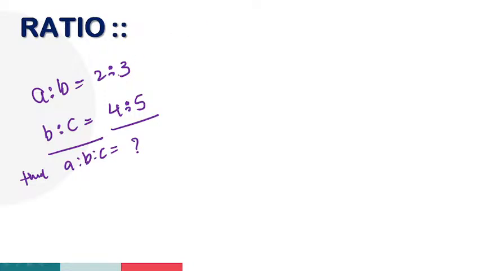Listen. Here, a is how many parts? Two parts. b is how many parts? Three parts. Again, b is how many parts here? Four parts. c is how many parts here? Five parts. Here a and c are very clear, so two parts and five parts. But for b, here it is three parts and here it is four parts.